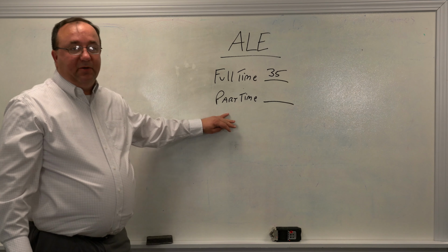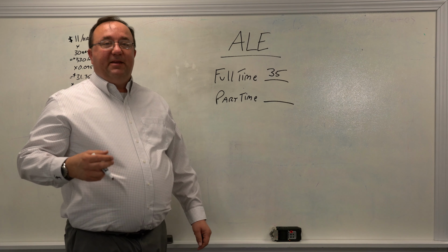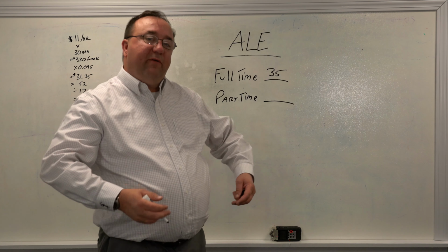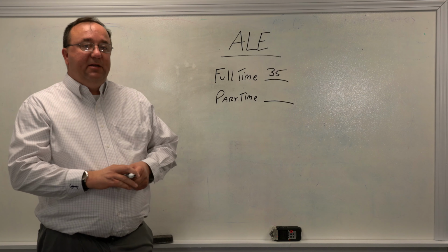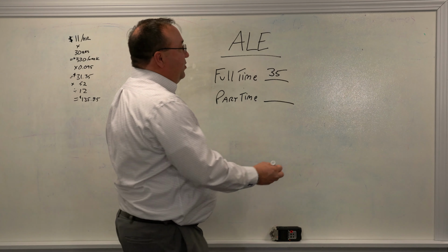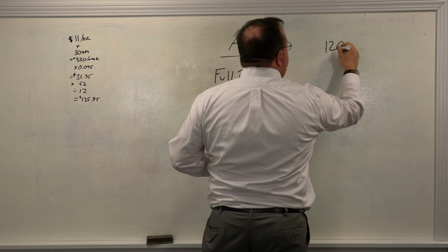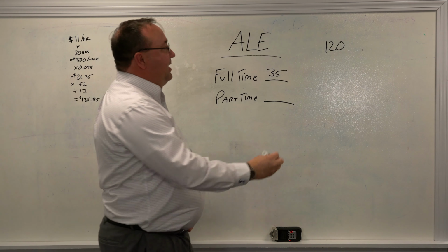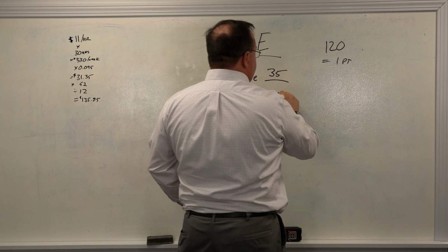Now we have our part-timers. We're going to take a pool of your part-time hours and divide that by 120 hours per month. So you have to go into your payroll reporting, or however you calculate your part-time hours, and come up with a pool of part-time hours. So let's say you have 120 part-time hours this month. That equals one part-time employee.